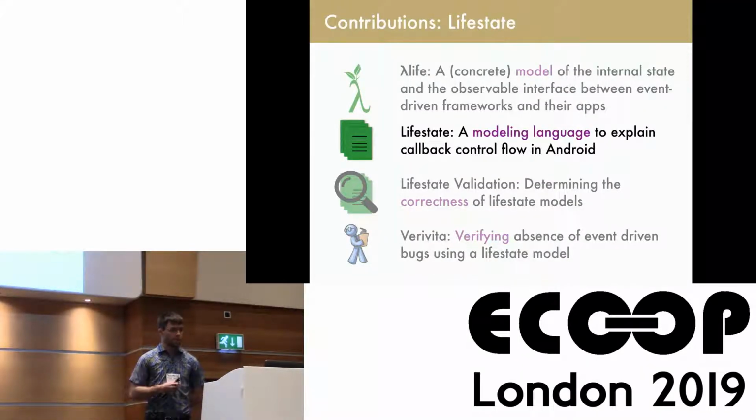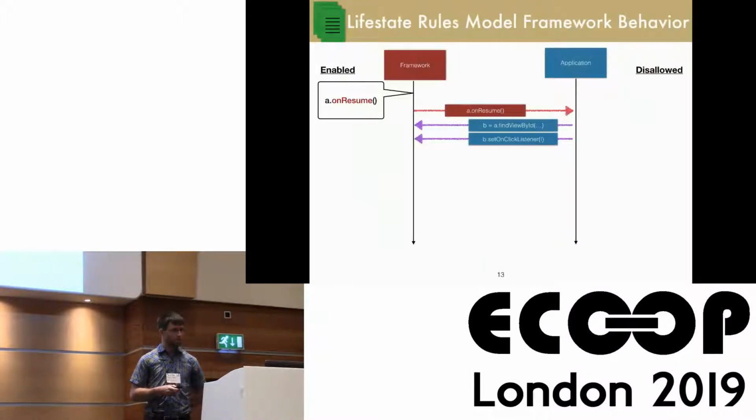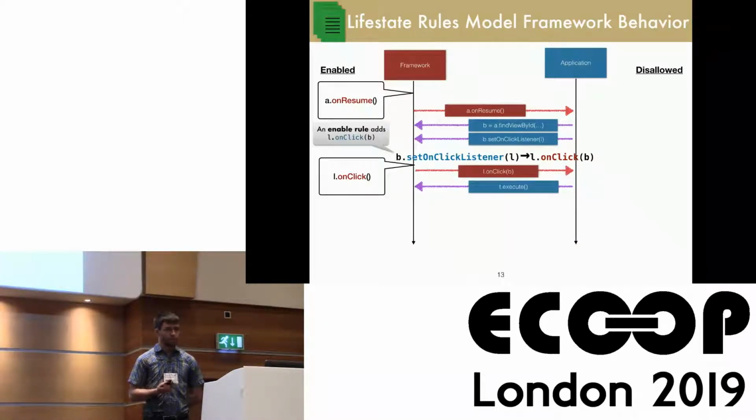So the next thing that we're going to look at is, we've talked about these enabled and disallowed sets, but how do we write down a specification that lets us compute what the next set of enabled callbacks or disallowed callins could be? And so we do this based on the history of the interactions between the application and the framework. So the first rule that we might write is that set onClickListener enables onClick, and we write this with a little arrow.